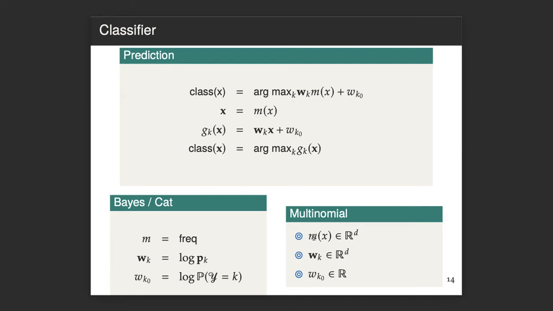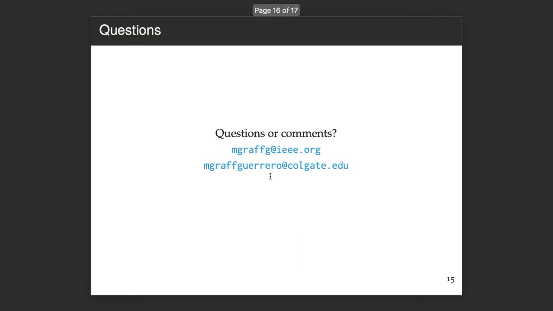M is a text transformation. It's open. We can use whatever we want. W is a parameter in a d-dimensional space, and we estimate W by minimizing the cross entropy, and also this is just a bias term that is also optimized by minimizing the cross entropy. Now, with this, we finish the talk about text categorization.